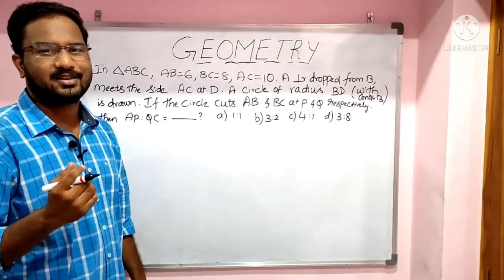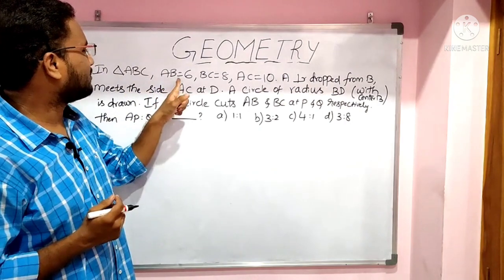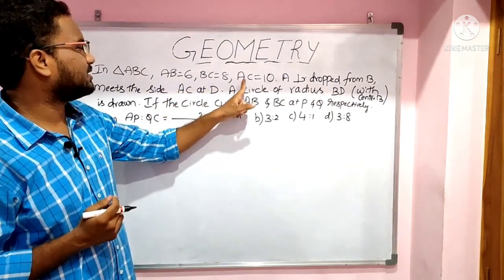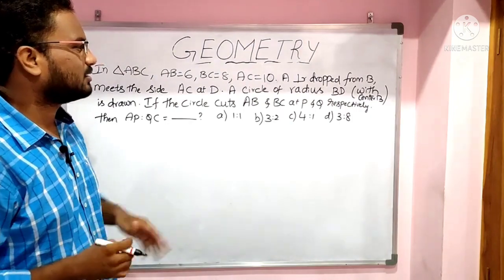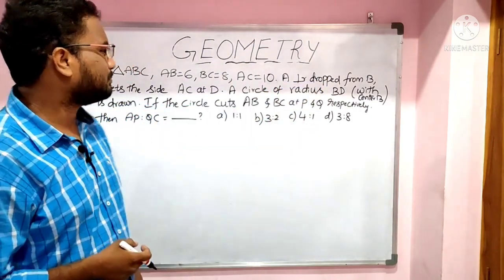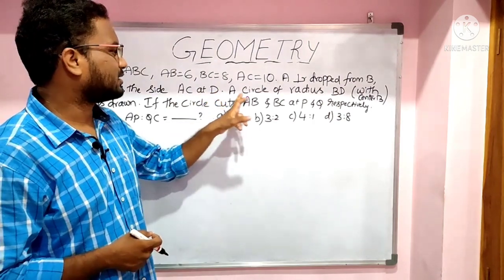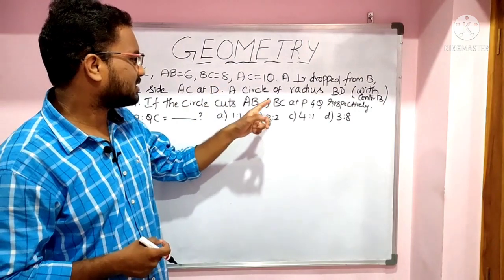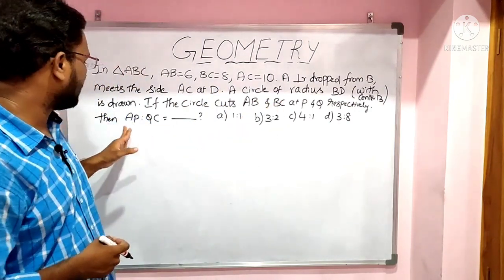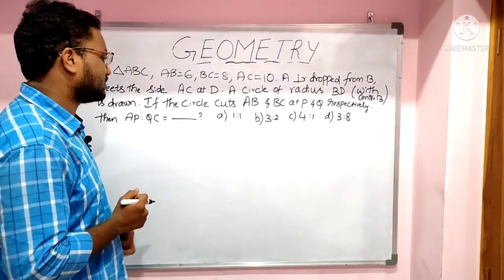Next problem. In triangle ABC, AB equal to 6, BC equal to 8, AC equal to 10. We are given the sides of the triangle, and a perpendicular dropped from B meets the side AC at D. A circle of radius BD with center B is drawn. If the circle cuts AB and BC at P and Q respectively, then we need to find AP is to QC.